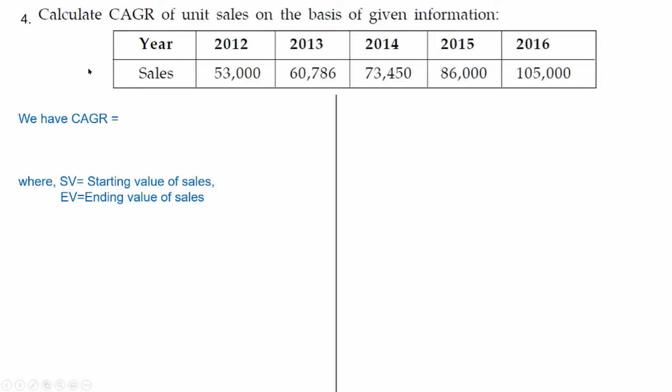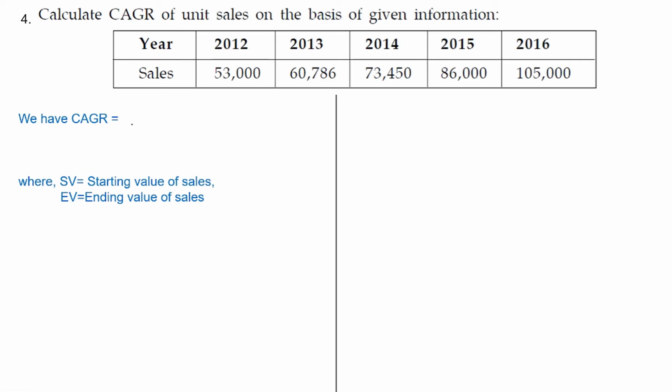Moving on to the next question. Calculate compound annual growth rate of unit sales on the basis of the given information. So for various years from 2012 to 2016, sales is given: 53,000, 60,786, up to 1,05,000 units of sales. So we need to find the compound annual growth rate of sales.